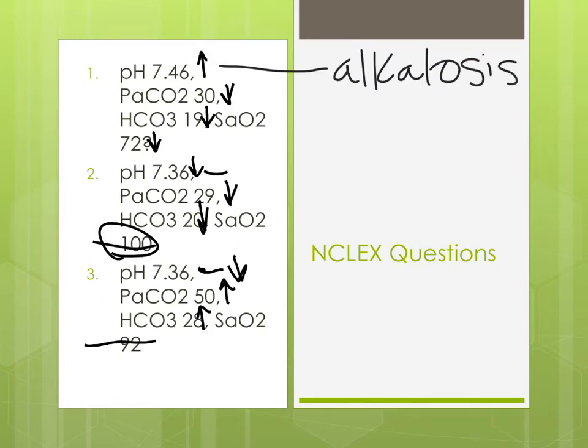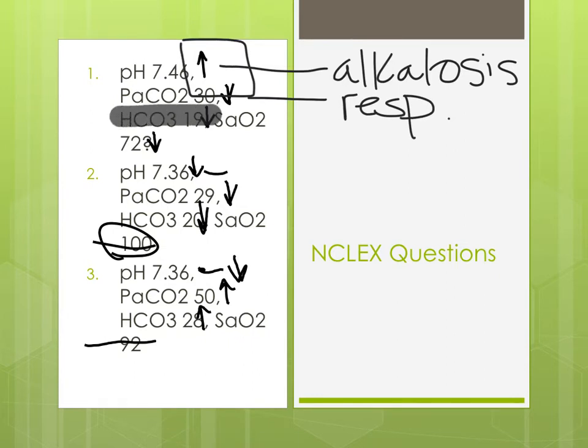Then we have a PCO2 of 30. That's low. It's supposed to be 35 to 45. And we're going to just stop there and we're going to label this as a respiratory alkalosis, because see, our arrows are going in opposite directions. We're not going to pay attention to the bicarb at this time, but what's happening is the body's trying to compensate. So this patient has a respiratory alkalosis, but look, they're also hypoxic.